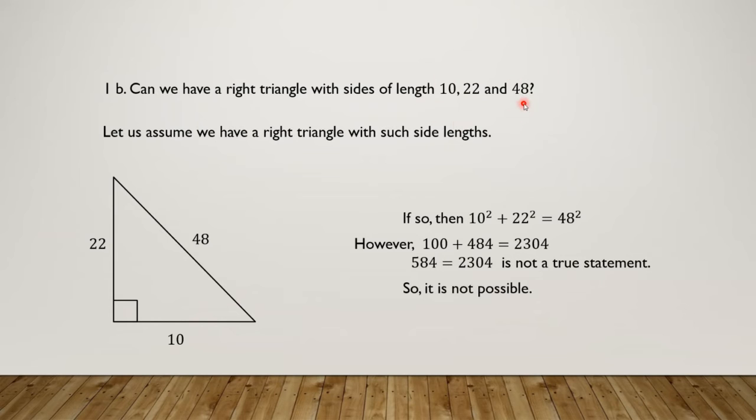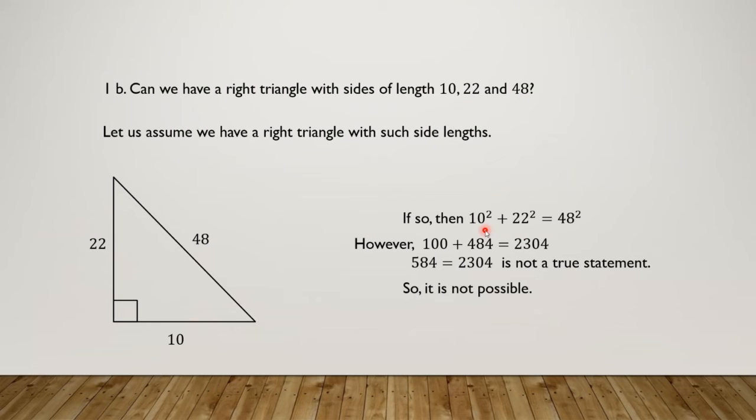And again, the longest side has to be the hypotenuse. Okay? It has to be the hypotenuse. And 10 and 22 then are the legs, the length of the legs. So we're saying, okay, could this right triangle exist? Well, 10 squared plus 22 squared would have to equal 48 squared, right? Pythagorean theorem. Now, does that happen though?